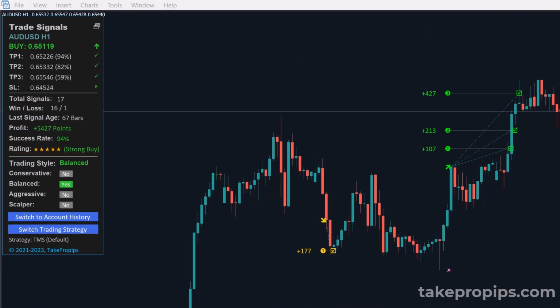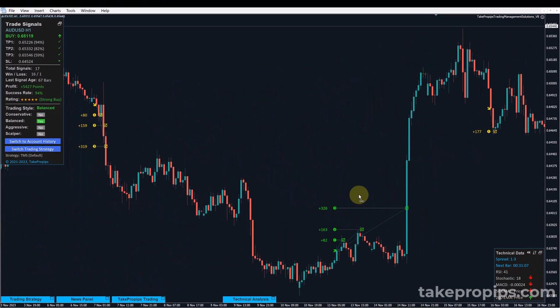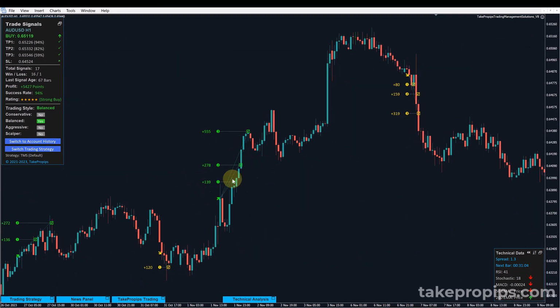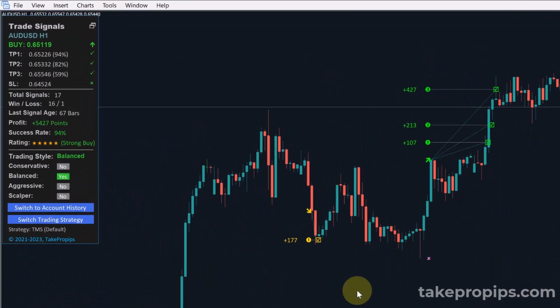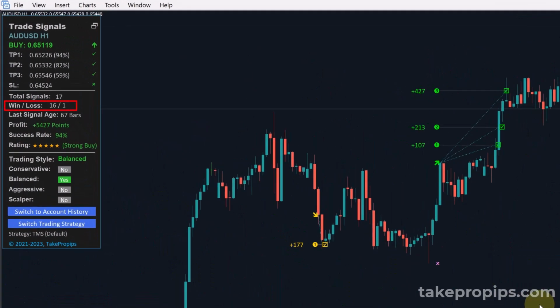Now let's move on to the next section, which shows the statistics of the trading signals generated on this chart. The trading signals shows you the total number of buy and sell signals generated on this chart. So for this example, we currently have 17 buy or sell signals generated on AUD/USD on 1 hour time frame. Next is the win/loss ratio, which shows us the total number of trading signals that have hit at least the first TP target and trading signals that have hit a stop loss. These numbers, when added, will total to the same number of total signals.